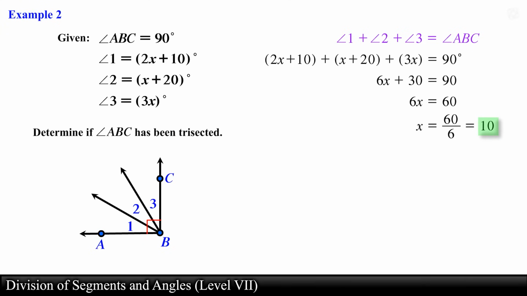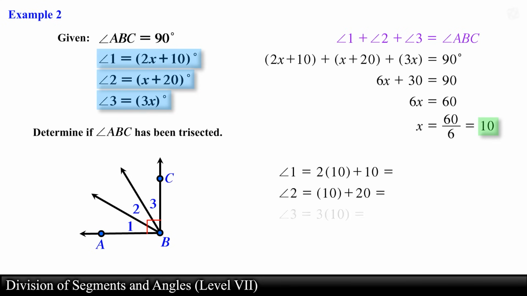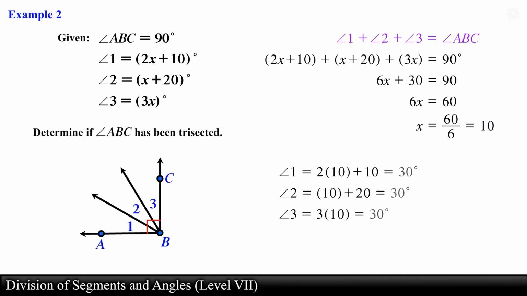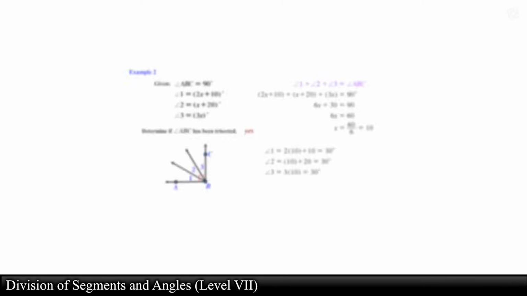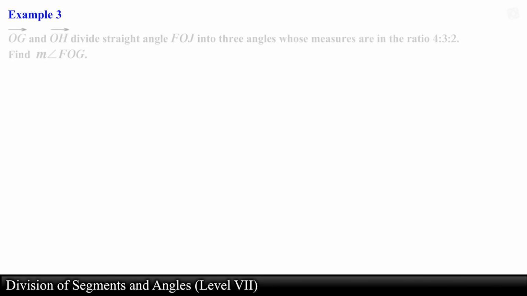Now that we know the value of x, we go ahead and substitute it into the algebraic expressions of angle 1, angle 2, and angle 3. Simplifying the expression for each angle, we obtain 30 for all three angle measurements. Since all three angles are congruent, we can conclude that angle ABC has been trisected, and this is our final answer. Let's end the video with a final example.